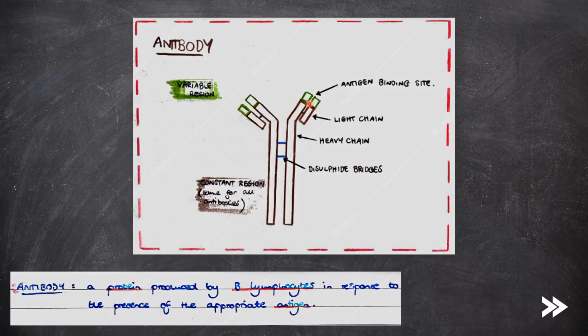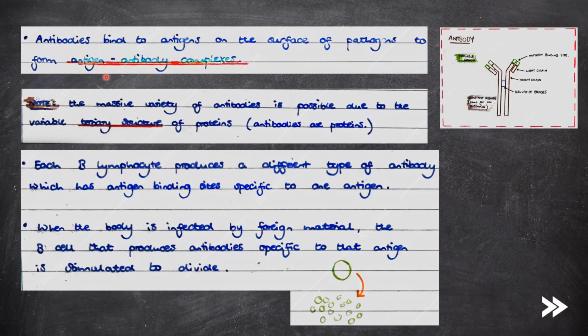There are 2 heavy chains and 2 light chains. Each chain consists of a constant region marked in brown, which is the same for all antibodies, and a variable region marked in green, which is different for different antibodies. Each antibody has 2 identical antigen binding sites, which are complementary to one specific antigen. Antibodies bind to antigens on the surface of pathogens to form antigen-antibody complexes.